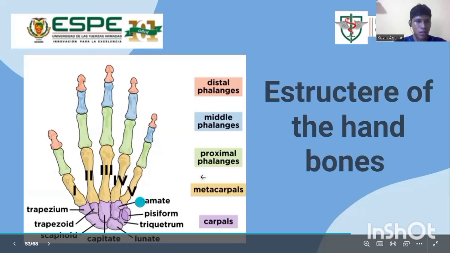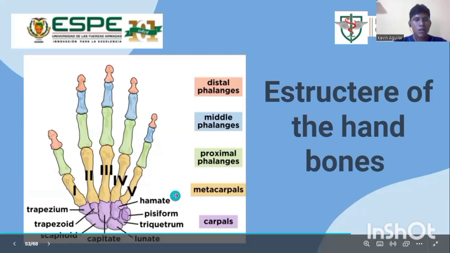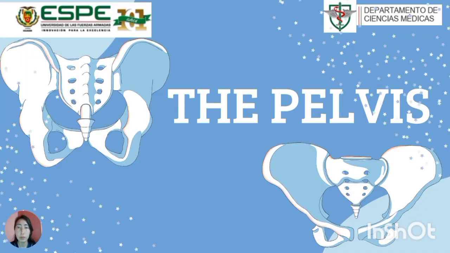The carpals are the hamate, pisiform, triquetrum, lunate, capitate, scaphoid, trapezoid, and trapezium. The metacarpals are 5 metacarpals. Next, the proximal phalanx, middle phalanx, and distal phalanx.